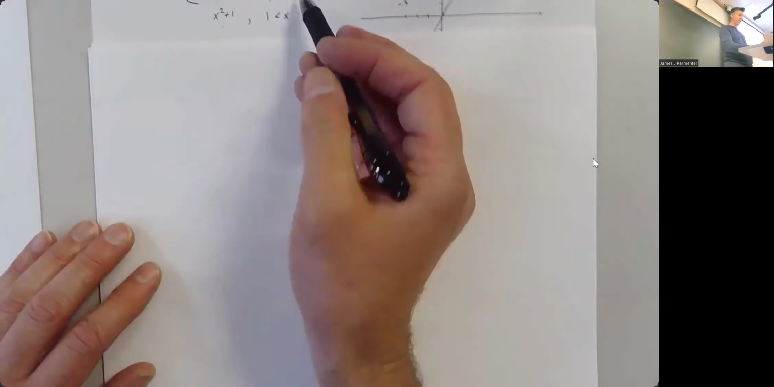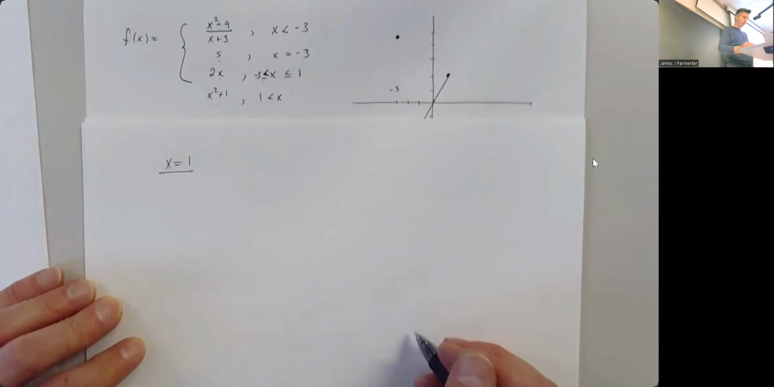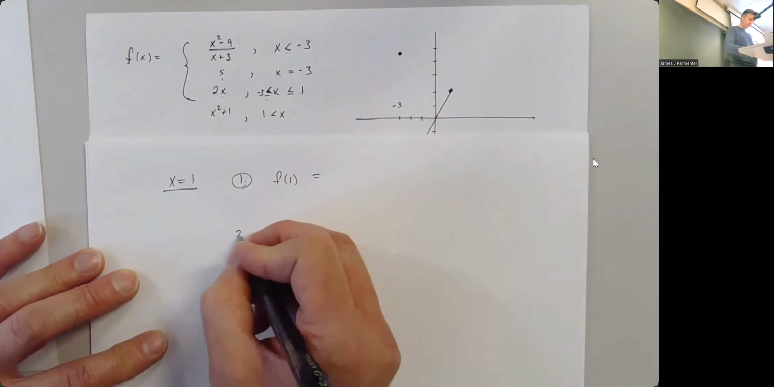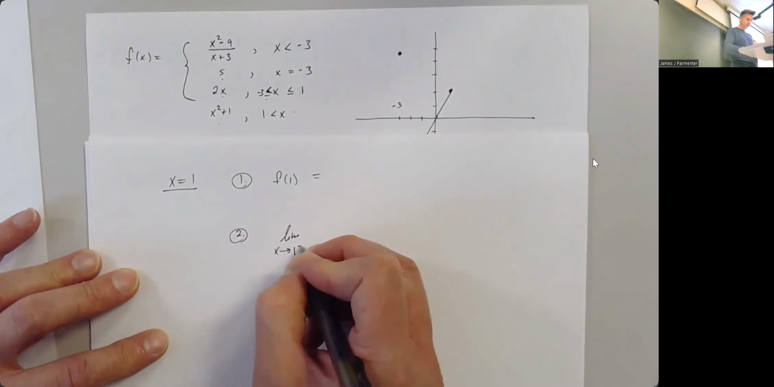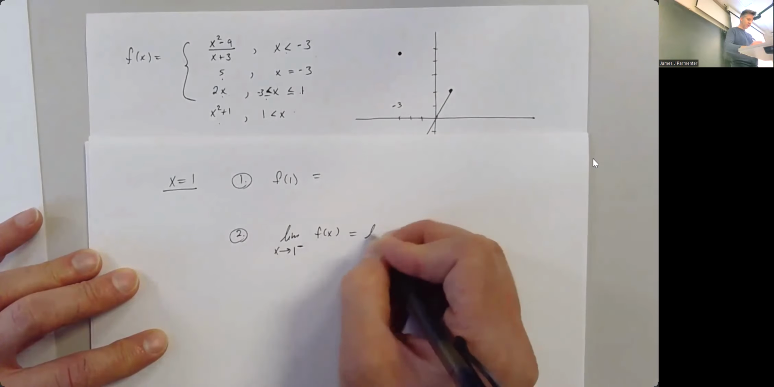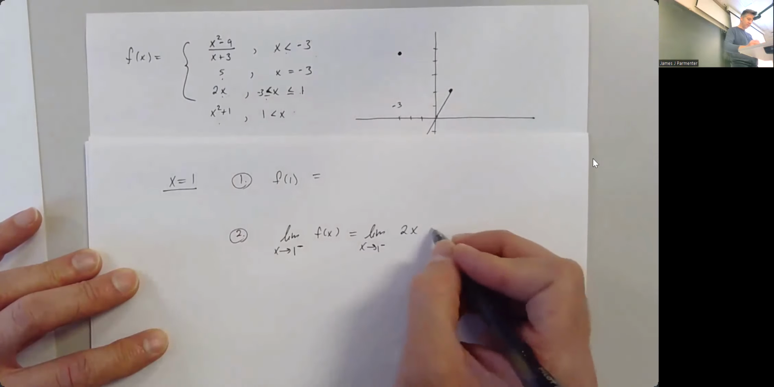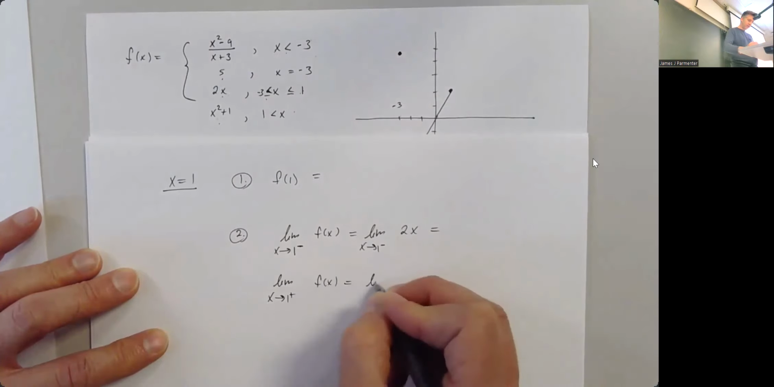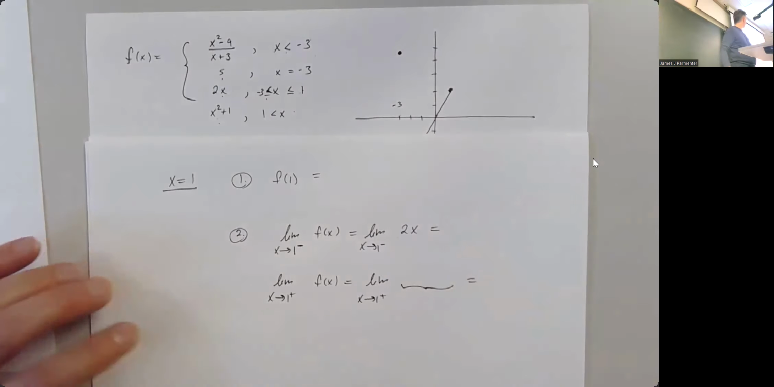Let's look at the other piece of this piecewise function, or sorry, the other potential place where we might have a discontinuity, at x equal to 1. All right, so I want you all to try this one. First, find f of 1. Second, you should find the limit as x approaches 1 from the left of f of x, which will be the limit as x approaches 1 from the left of this piece. And then you should find the limit as x approaches 1 from the right of f of x. I'll let you fill in which piece that should be. Go ahead and try that.